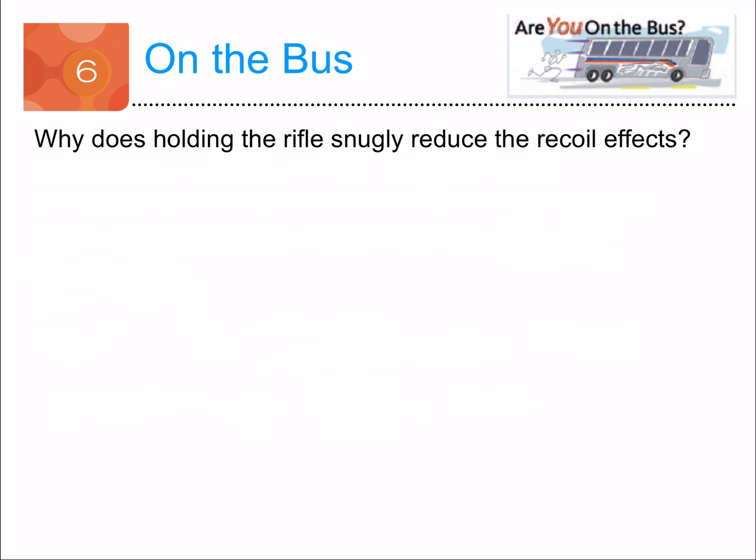Now, in this question, why does holding the rifle snugly reduce the recoil effect? Well, if you hold it snugly, you're increasing the recoiling mass because your mass is now added to that of the rifle. So therefore, you're reducing the speed.